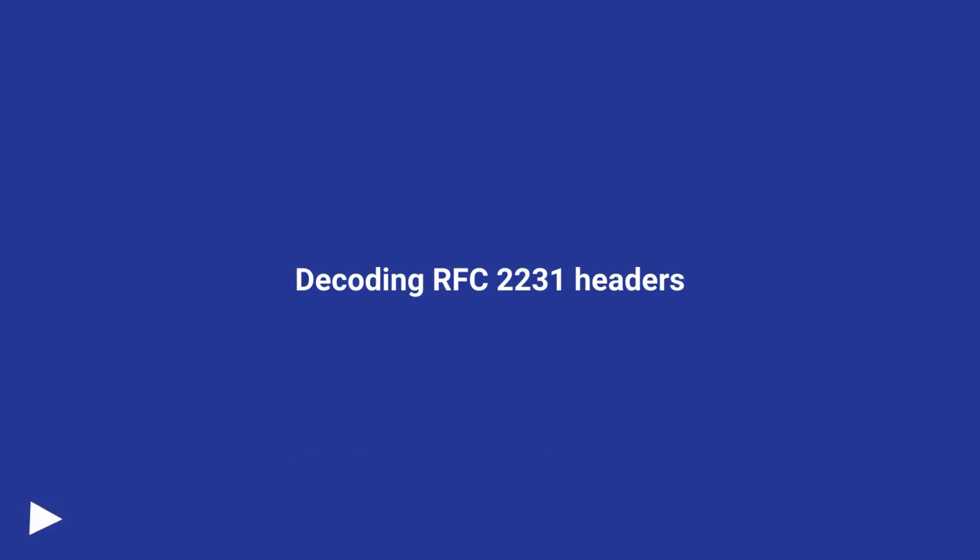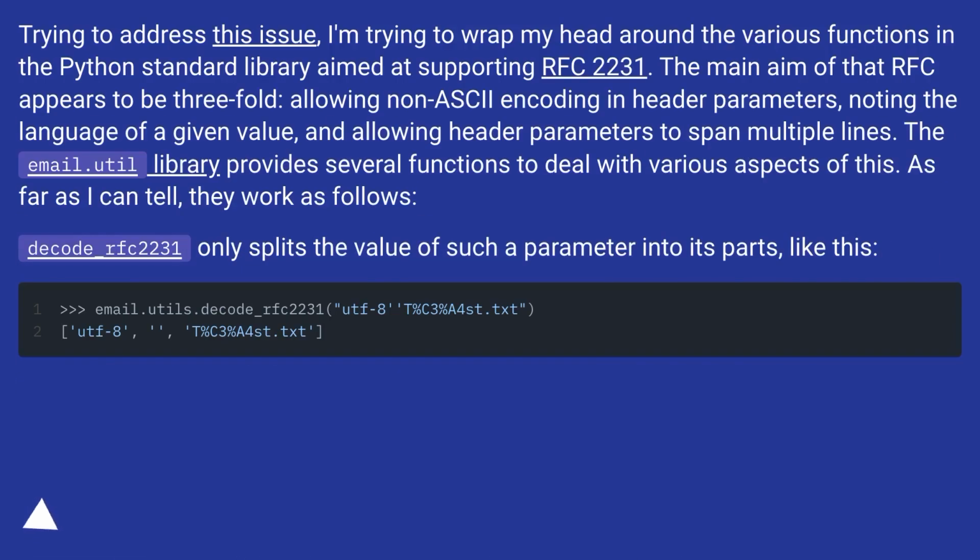Decoding RFC 2231 headers. Trying to address this issue, I'm trying to wrap my head around the various functions in the Python standard library aimed at supporting RFC 2231.